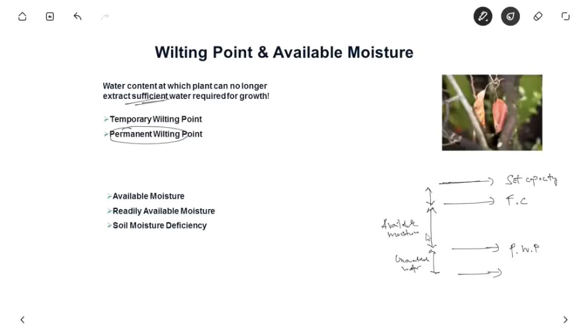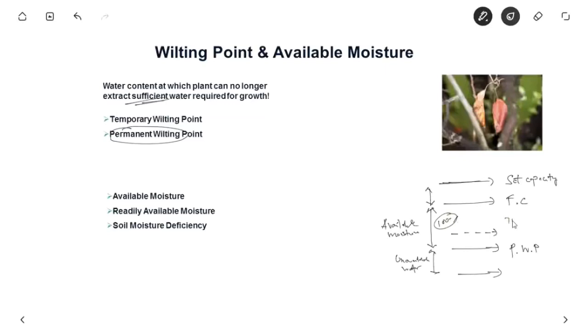And also we have the temporary wilting point. In the temporary wilting point, when we pour water at night, the plant may come back to life. But at the permanent wilting point, it never regains life. In temporary wilting it can recover. The available moisture is between field capacity and permanent wilting point. And again we have something called readily available moisture.